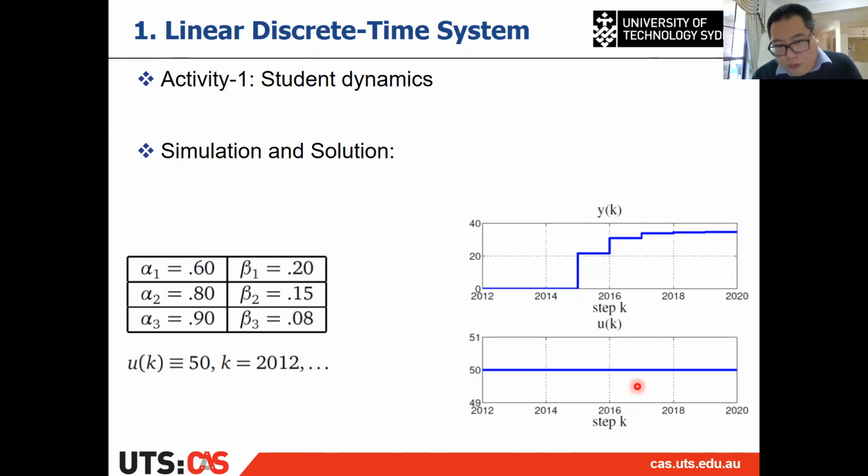So this is the input, which is 50, constant for a couple of years. Then for the output, for the first couple of years there are zero graduates, and then after that there are graduates, and the graduates converge to a constant, around 40, less than 40, as years go on. So that's the system, and we can see the dynamic of the output, right? So that is activity 1.